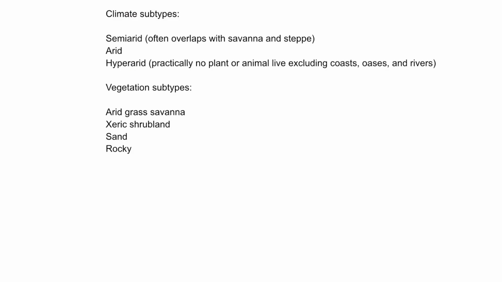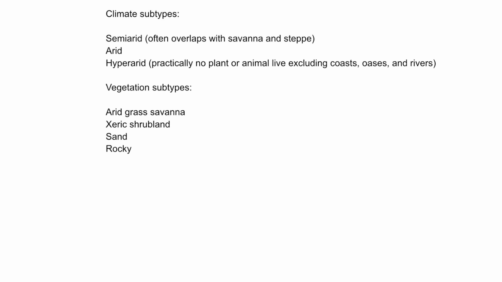So, types of deserts. Semi-arid, which often overlaps with savannas and steppes, and most people, including me, don't consider it a true desert. Arid is what people often refer to as just desert. And hyper-arid is where things get crazy. Precipitation is sporadic, if any, even over months to years. In some extremely arid regions, precipitation can only happen once every hundreds, if not thousands, even millions of years.